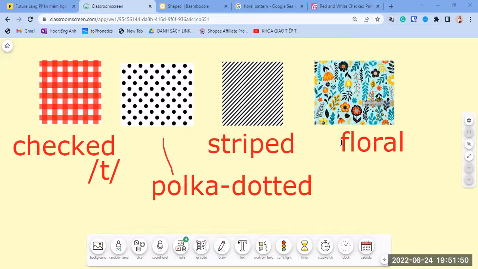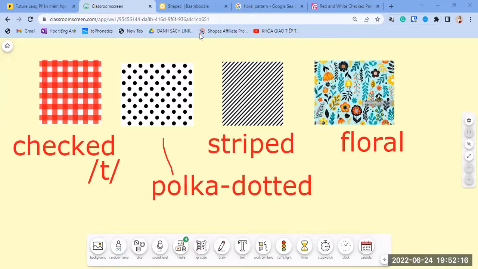And Andy? I like checked. Okay. Many boys like checked, right? And who likes checked pattern? Raise your hand. Yes, great. Five, six, seven. Many people like checked pattern.